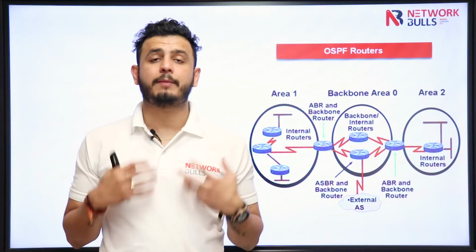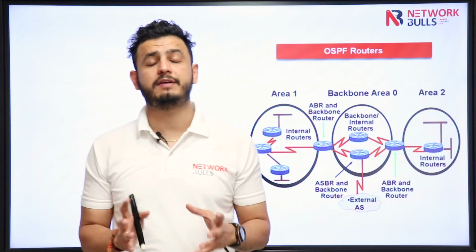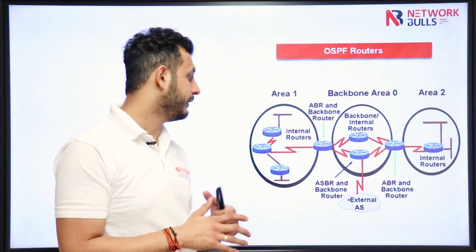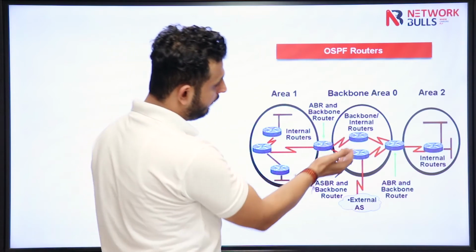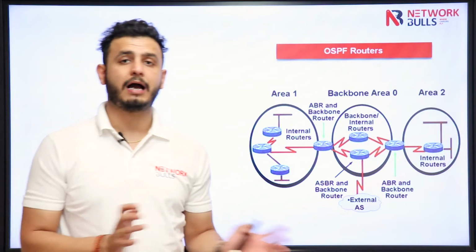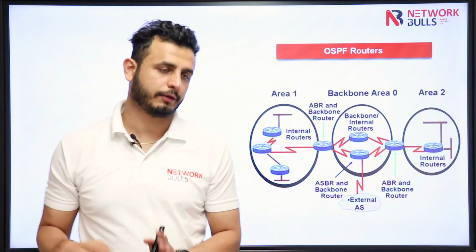Backbone routers or backbone internal routers are the routers which have all interfaces members of area 0. Like you can see here in the topology, we have a router whose all interfaces are members of area 0. So we call this router backbone or backbone internal router.